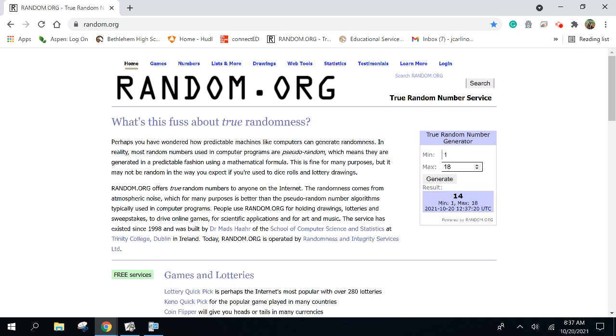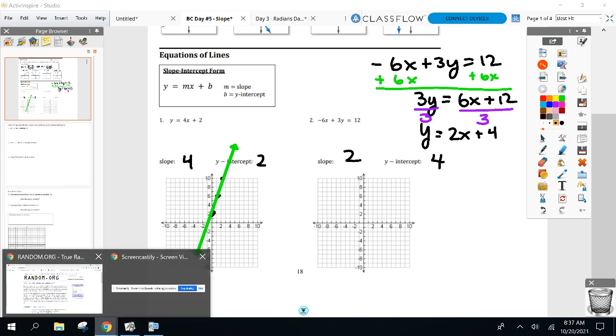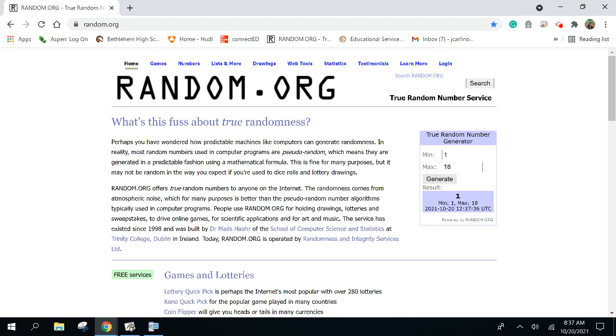All right, let's do this. Maisha. Slope: 2. Y-intercept: 4. Great job. Now help me graph it. Somebody help me graph it now.